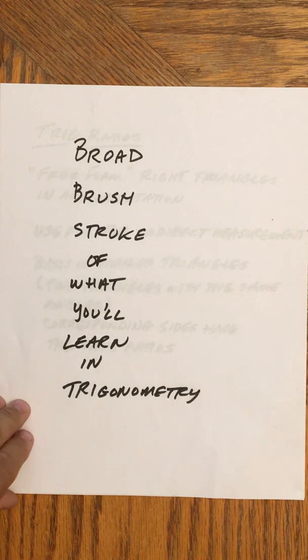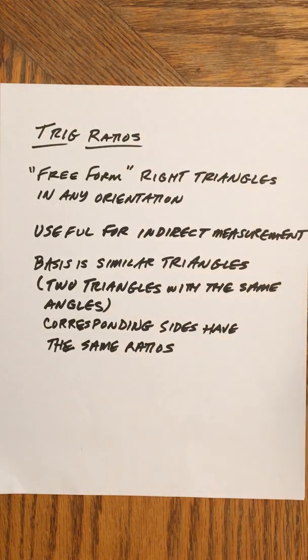Okay. So we begin a lot of times either with trig ratios or trig functions. In this case, I'm going to start with trig ratios, where essentially you're working with right triangles, and I call them freeform because they can be in any orientation. There's no standardization, as there will be with trig functions. So they're useful primarily for indirect measurement, and that means you want to measure something you can't directly touch or access for some reason. And the basis for this is really similar triangles.